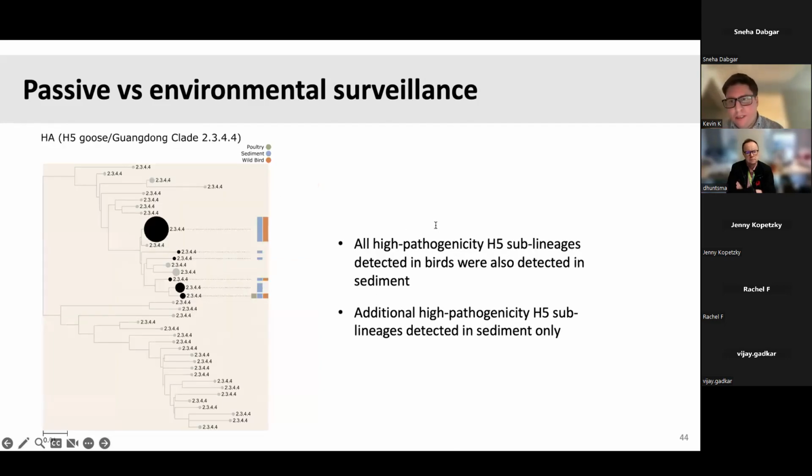Now, if we zoom in a little and increase the resolution of these lineages, the story becomes a bit more interesting. We can see that there's three sublineages that were detected in wild birds through passive surveillance. And we detected those same three sublineages in the sediment. But we also detected an additional three sublineages in the sediment that weren't picked up by passive surveillance. And another interesting point is that it was actually only one of these sublineages that ever caused an outbreak on a farm. So in this case, for both surveillance methods, they're suggesting that the range of threats that was out there was actually wider.